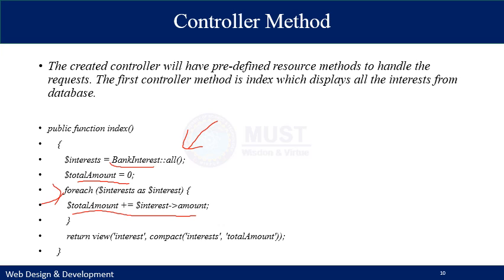You return a view after fetching the data, and the name of the view is interest, and you compact the interest with two variables. The first is interest, which has the collection of all the values from the database, and the total amount is the sum of the total amounts in each record in the database.